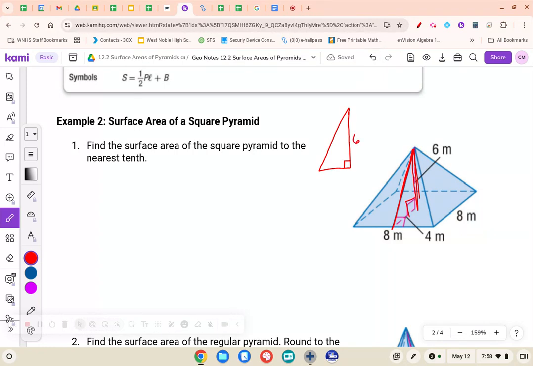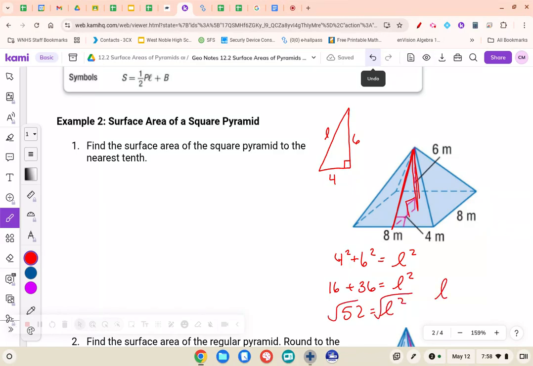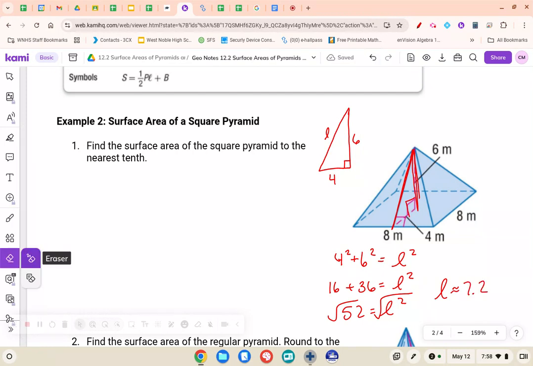This is 6, this is 4. We need to find our slant height, L. So let's do the Pythagorean theorem. 4 squared plus 6 squared equals L squared. So we have 16 plus 36 equals L squared. 52 equals L squared. We square root that, and L is about 7.2. That is our slant height.